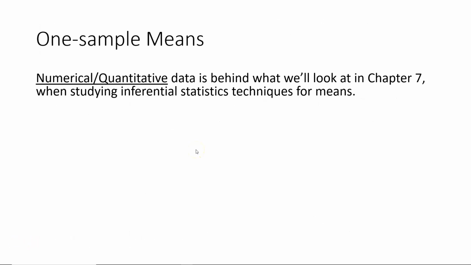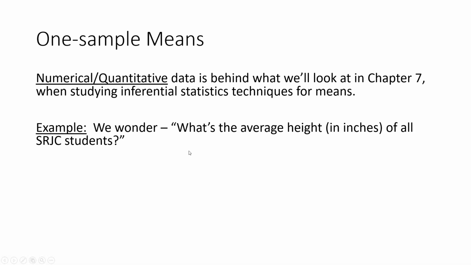Now that we've done a brief review of some of the considerations we looked at in talking about one proportion inferential statistics techniques, let's turn our attention to what we are going to start looking at in Chapter 7, which is one sample means. We know that numerical or quantitative data is behind what we're going to look at in Chapter 7 when studying inferential statistics techniques for means. Here's an example. We wonder, what's the average height in inches of all SRJC students?